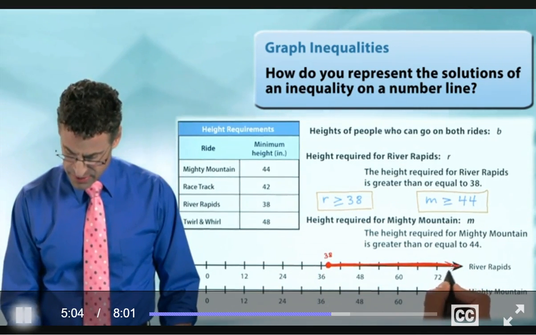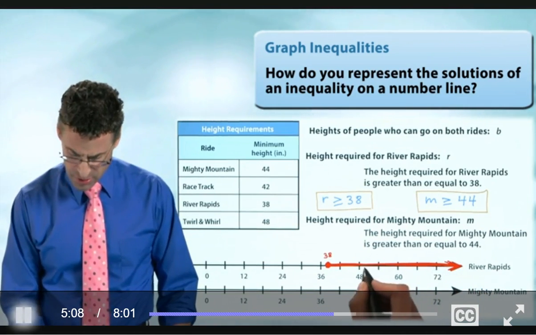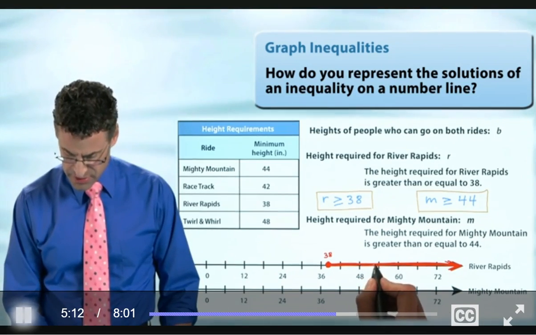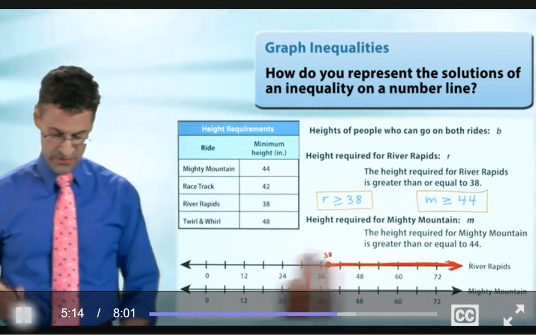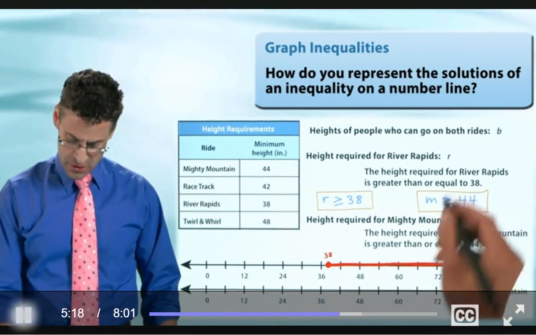And I'll put a little arrow here to show that this continues. You can keep going out. And so this is how you graph an inequality. It's kind of cool, right? Because there's more than one answer. There are lots of numbers that are greater than or equal to 38, and this is kind of a graph of them all. Now, how would we graph the second inequality?